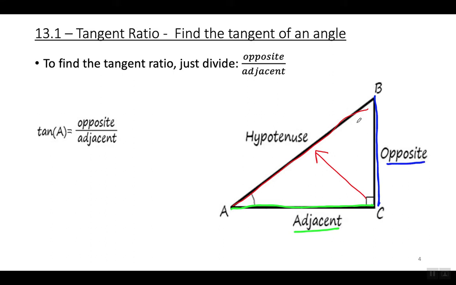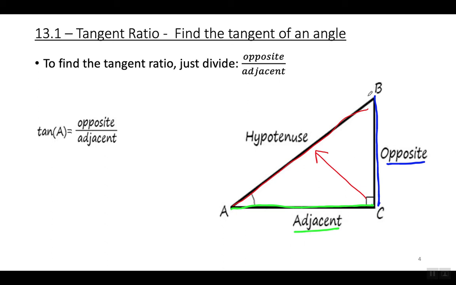If that seems simple to you, great. But from what I've noticed in the past, when we get to trigonometry, when students start messing up, it's because they label the sides incorrectly. So you always got to be able to identify which is the hypotenuse, which is the adjacent side, and which is the opposite side.